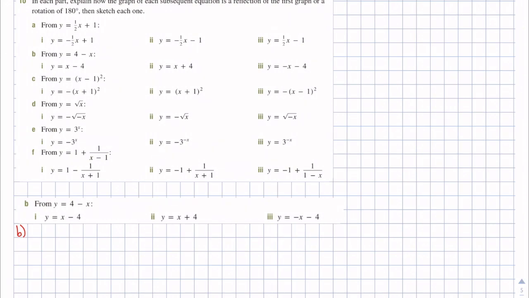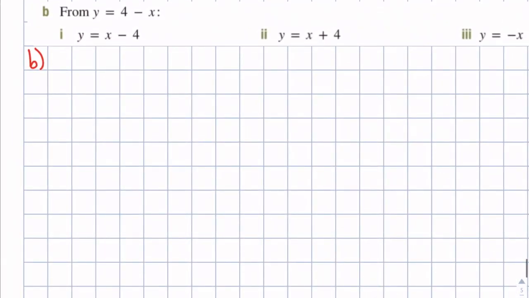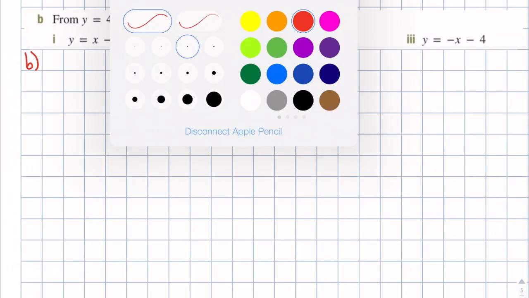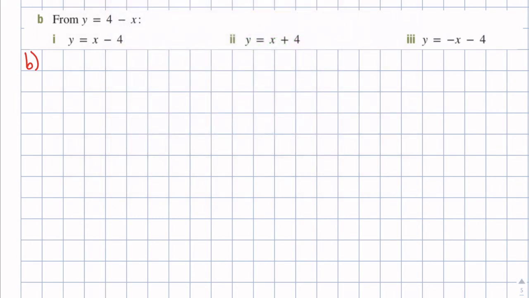Okay, we're on to question 10. Having a look, because I've asked you to do A, C, E, I'm going to do B, D. So, from y equals 4 take x, we're trying to see if these are rotated in x, in y, or in both. I'm actually going to have a look at y equals 4 take x.